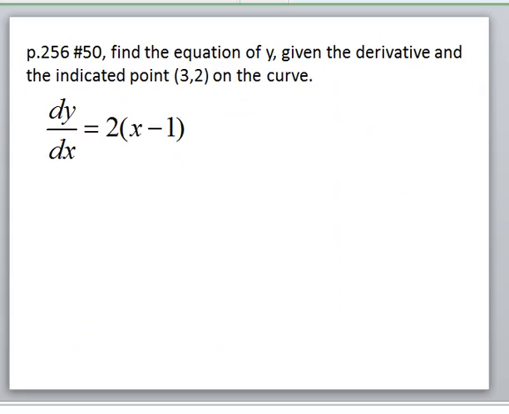The next example says, find the equation of y given the derivative and the indicated point 3, 2 on the curve. So we have an actual value that is on the function. That is going to allow me to find the actual equation instead of having to write plus c.